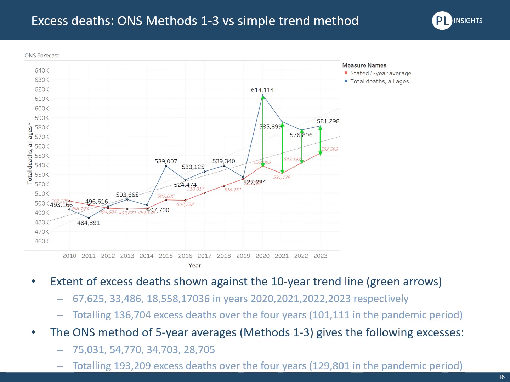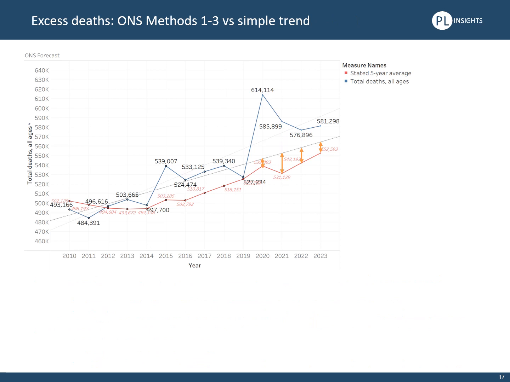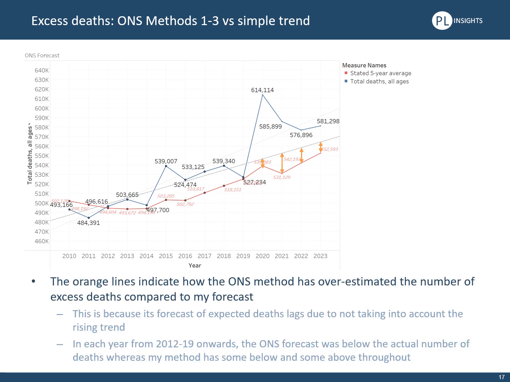So the reason those numbers are higher is because of that gap between my trend line and the red line. And there is that gap. So the orange line there is showing by how much the ONS method has overstated, in my view, the amount of excess deaths that have occurred. Why is that?